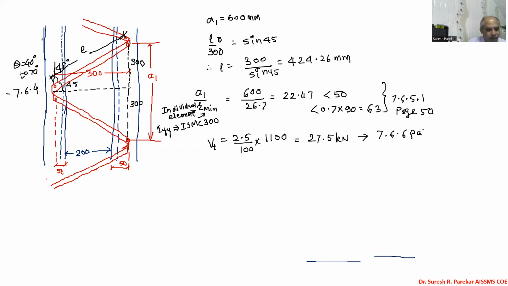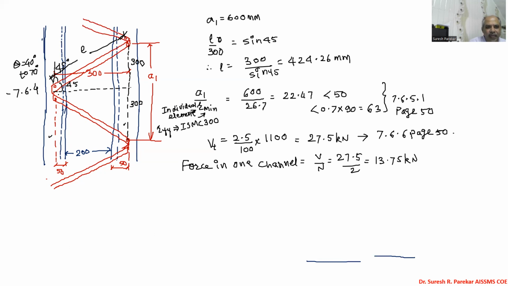We have this clause number 7.6.6, page number 50. Now knowing this, we are going to find out force in each channel. So it is assumed this is in two channels, or we are going to say it is in one plane. The other plane we have on the opposite side, so books give it differently. So here we will say force in one channel, and that is equal to V by N, that is 27.5 divided by 2, and we will get this value as 13.75 kilonewton.